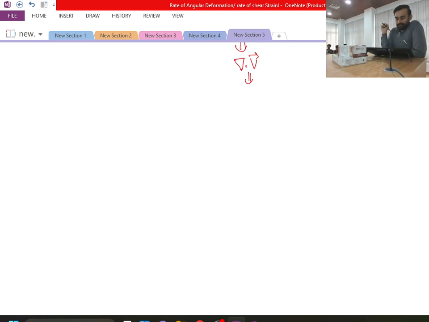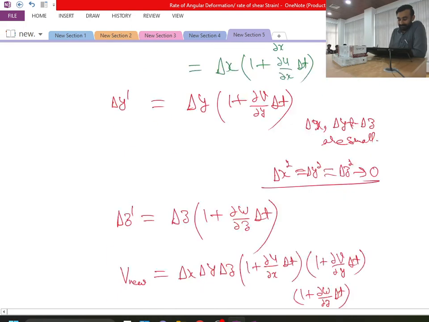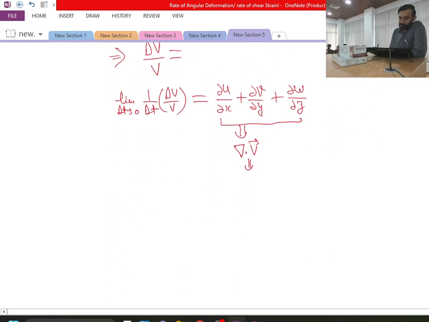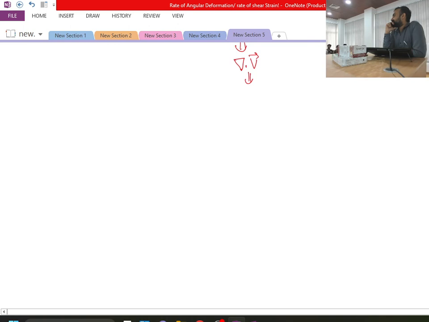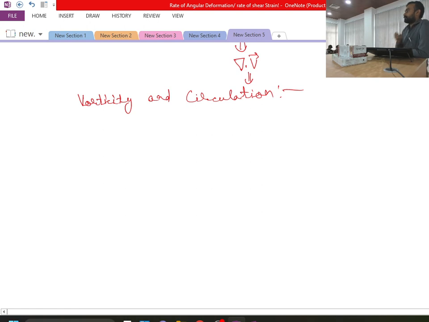Okay. So this is the rate of volumetric strain, which is coming out to be nothing but the divergence of velocity. Now next, we can talk about some other important parameters associated with this discussion of fluid kinematics, which are vorticity and circulation. Can anyone tell me what is vorticity? Have you heard of this term earlier?